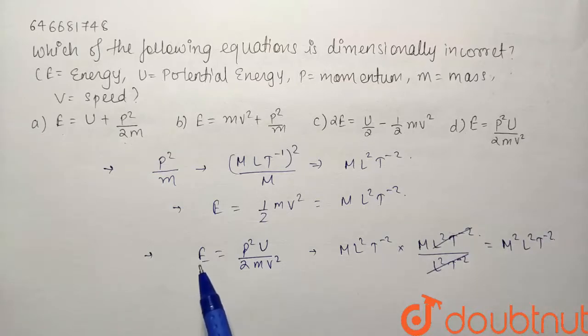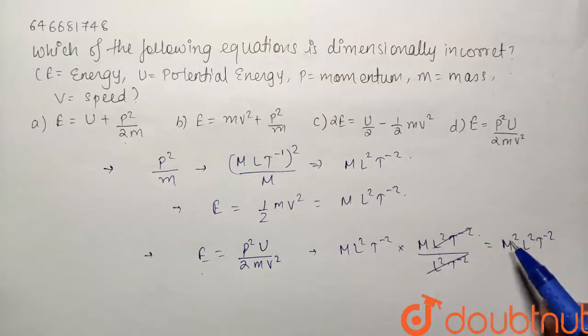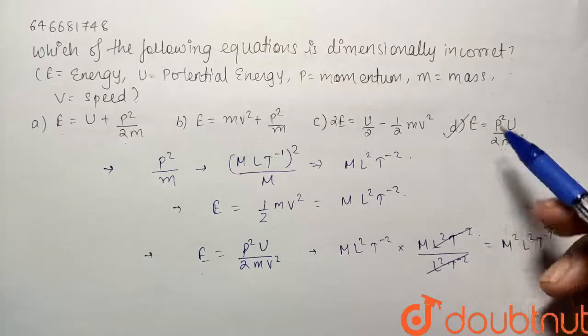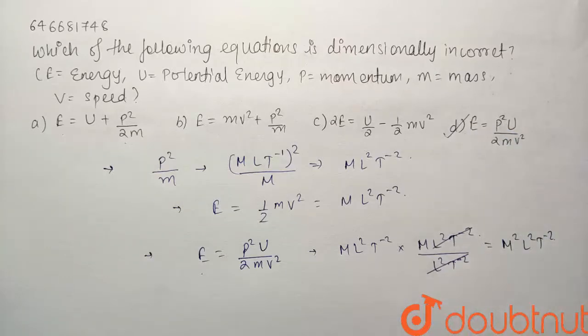So this is not the dimension of energy. Our LHS is energy, but our RHS does not have the same dimension of energy, it has an extra M in it. So our option D has to be a dimensionally incorrect option. So option D is going to be the correct answer for the given question.